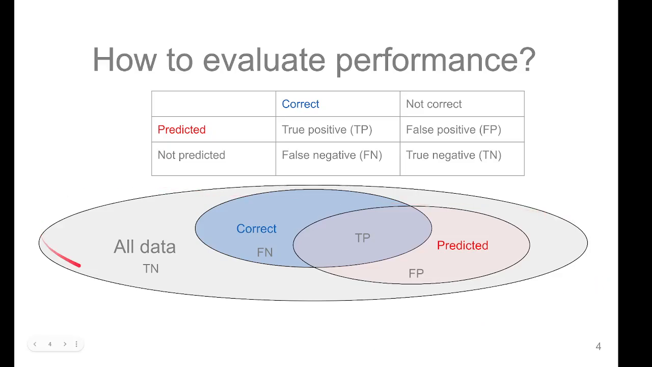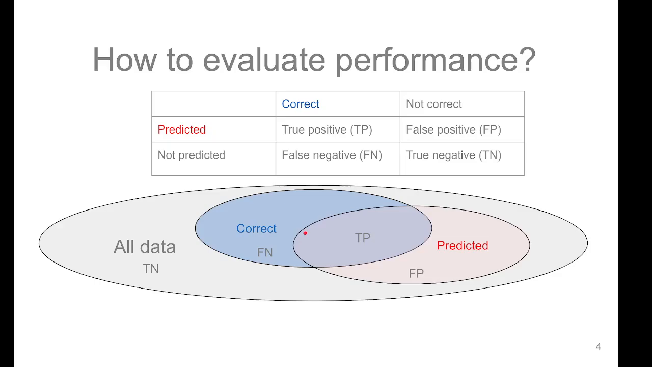If we have this as total data, these are the true negatives. They were not predicted and they're not correct, as opposed to the correct ones here, and when they're overlapping with the predicted, these are true positives. Now we have here the false positives, so those were predicted, but they were not correct. And we have the false negatives, they were correct, but they were not predicted. 4 possibilities: TP, FP, FN, TN.